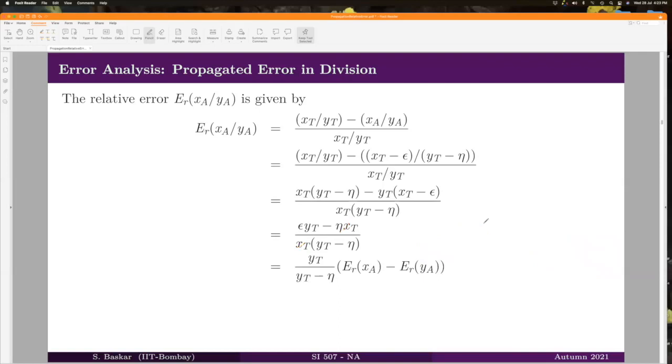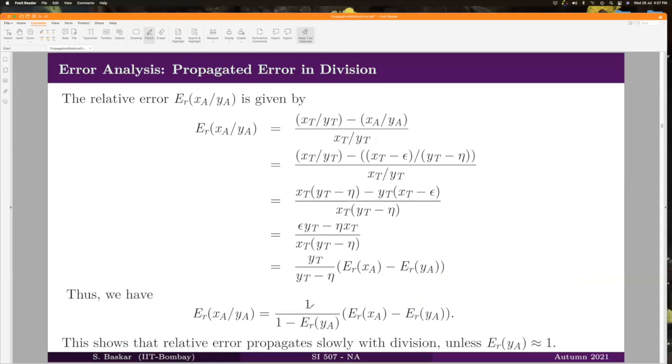Therefore, we can write this expression as yt divided by yt minus eta, which we can take common, and what remains is the relative error in xa when compared to xt and the relative error in ya when compared to yt. And further, this can be written as 1 by 1 minus er into this. Why? Because you just take yt outside from here and cancel with yt, then you have 1 minus eta by yt, that is nothing but the relative error in ya, into this as it is.